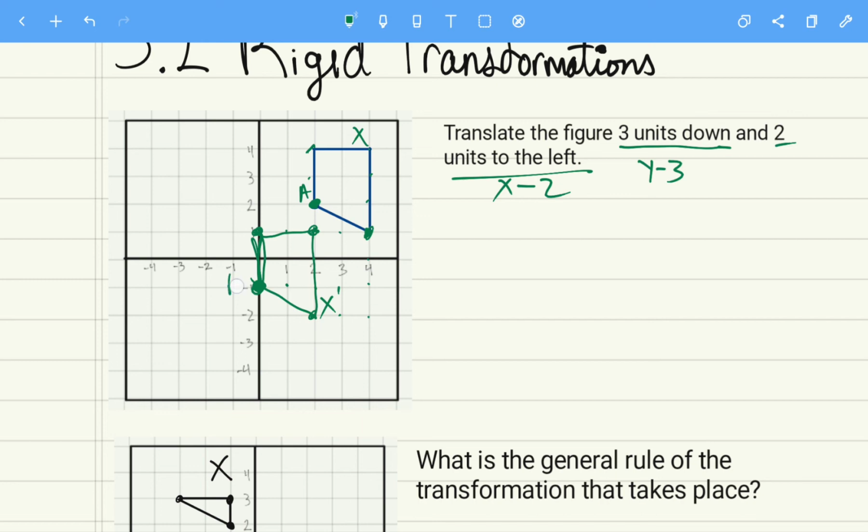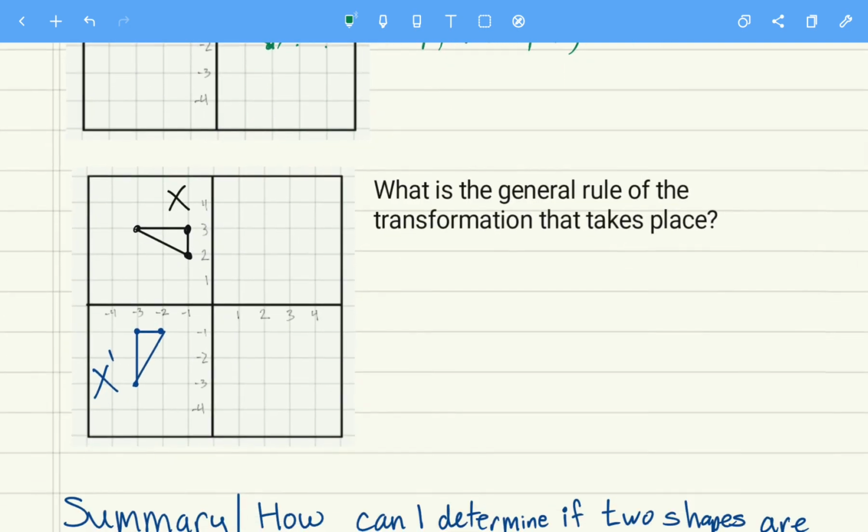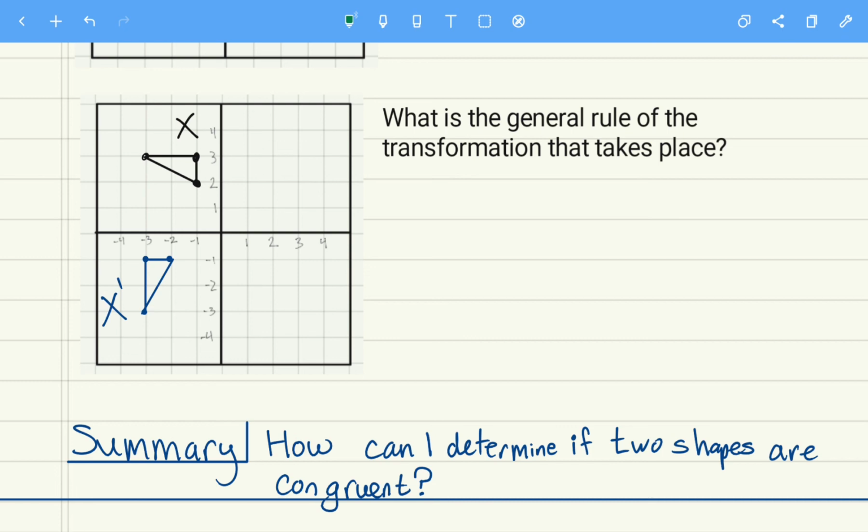So let's say we want to figure out what the point is. Our original point A is at 2, 2. A prime ends up at 0, negative 1. So if it's asking for coordinates, that's what it would look like. But we are done translating that shape. Let's look at the last problem real quick.